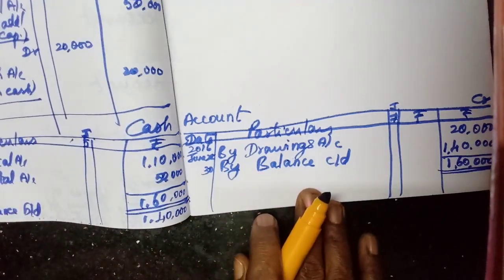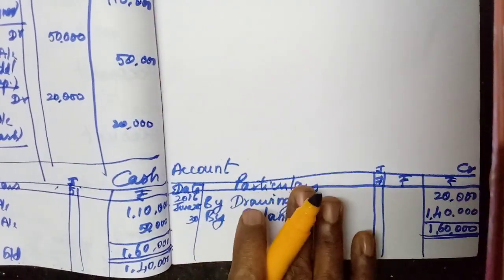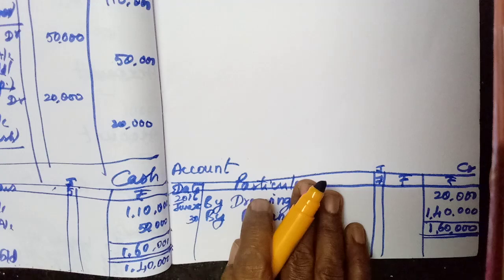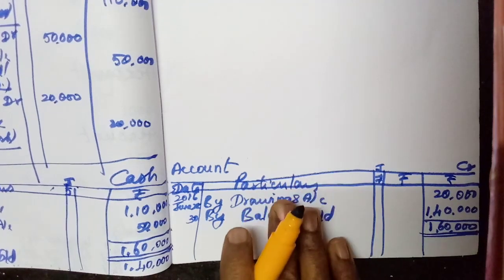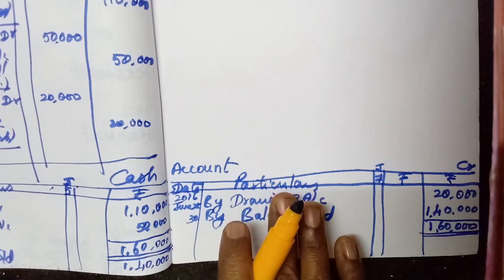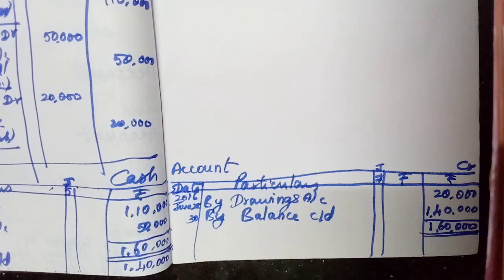So you can do this one, 6th problem, in your notebook. That is your classwork. Then balancing and all you have to study from the book. Okay students, the same thing I will explain in the Zoom app also. Okay, thank you very much.